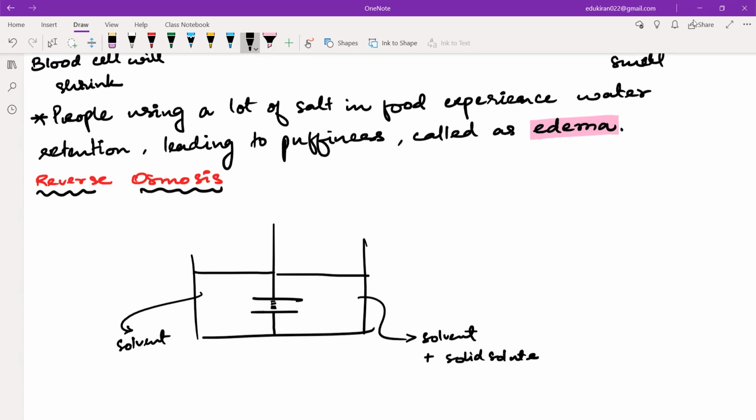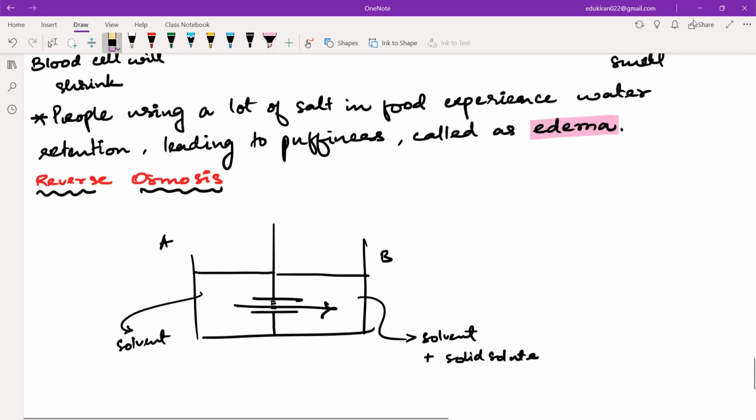Okay. Now A and B. So all of you know where the pressure will be high? In A the pressure will be high, right? In A the pressure will be high, and that is why the solvent will flow from A to B.